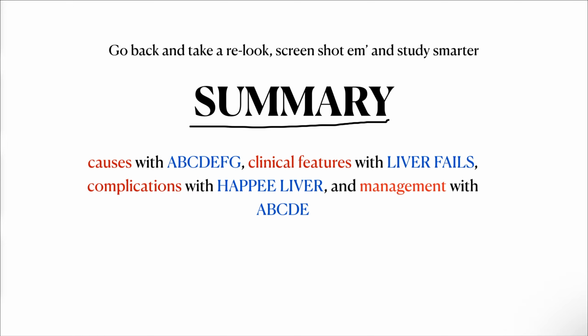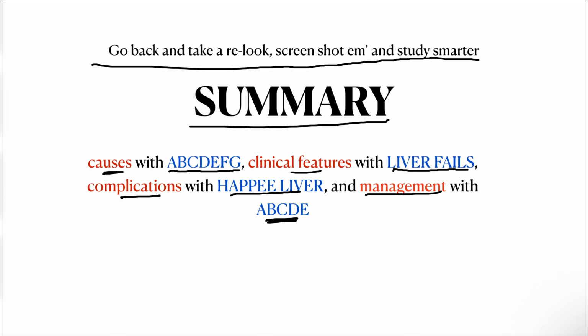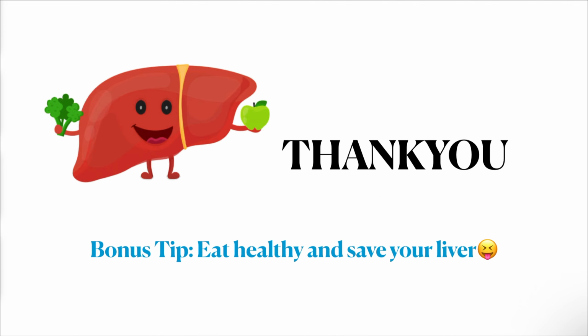This is the summary page where the causes are with A, B, C, D, E, F, and G. Clinical features, it is liver fails. Complication is happy liver. And management is A, B, C, D, E. Go back, take a relook, screenshot them, and study smarter.